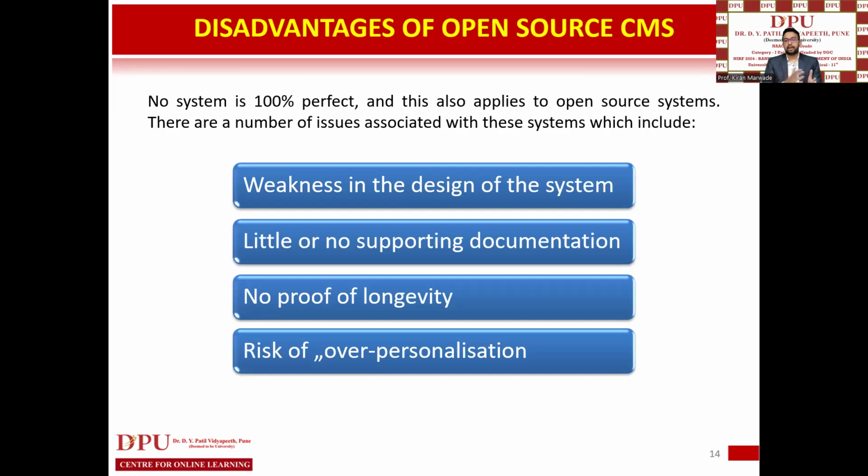So what are the disadvantages? Though there are some advantages, there are disadvantages as well. What are the disadvantages of CMS? Just consider there is nothing like perfection. Nothing is 100% perfect. Even GPT models are not 100% perfect. So there are some weaknesses. There is a weakness in the design of the system. There is little or no supporting documentation. It might be possible that some documents will not be supported at all. There is no proof of longevity. And the risk of over personalization is also there.